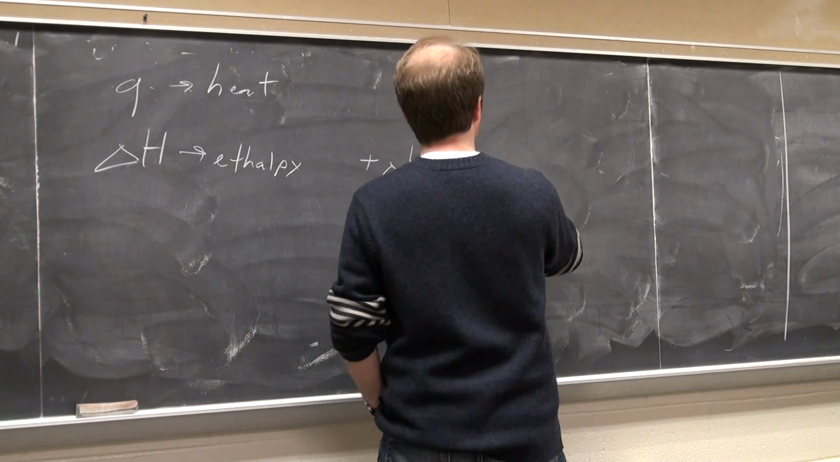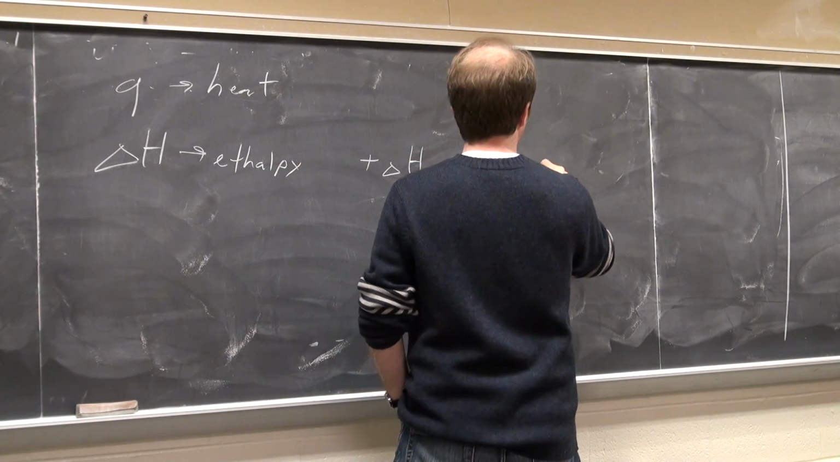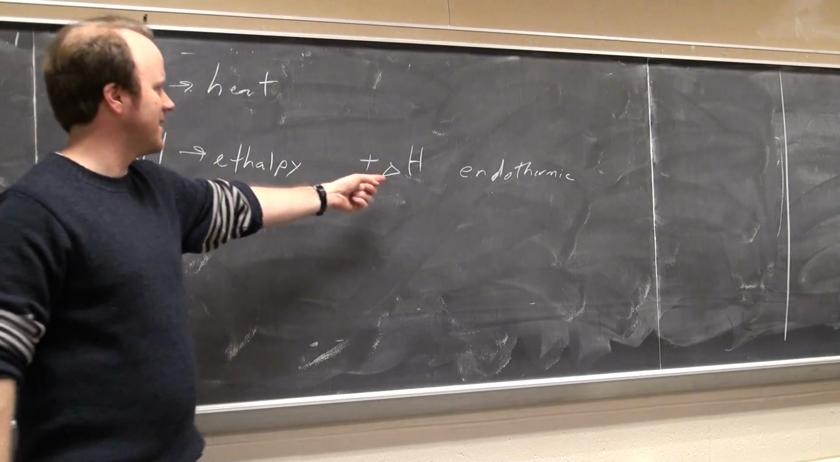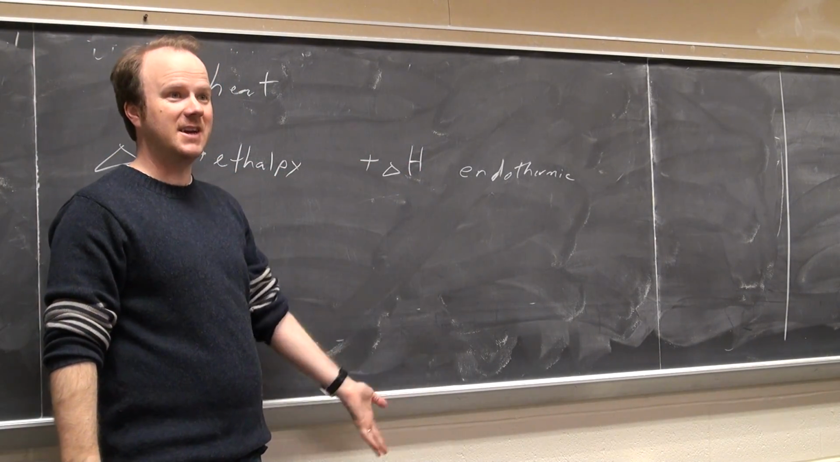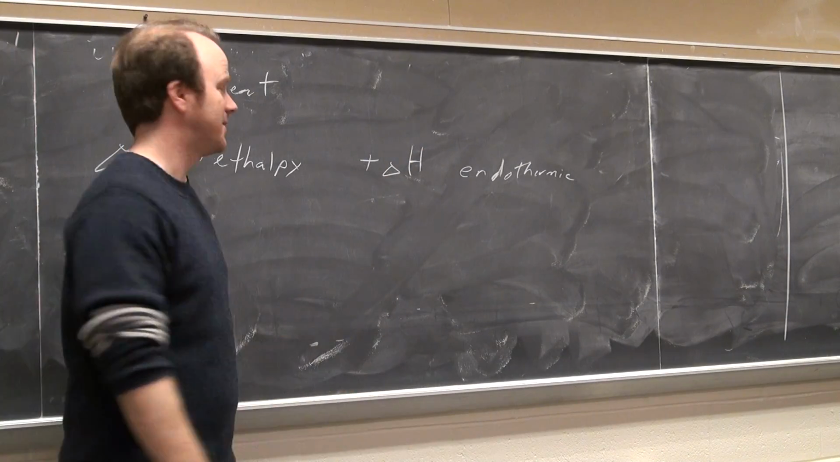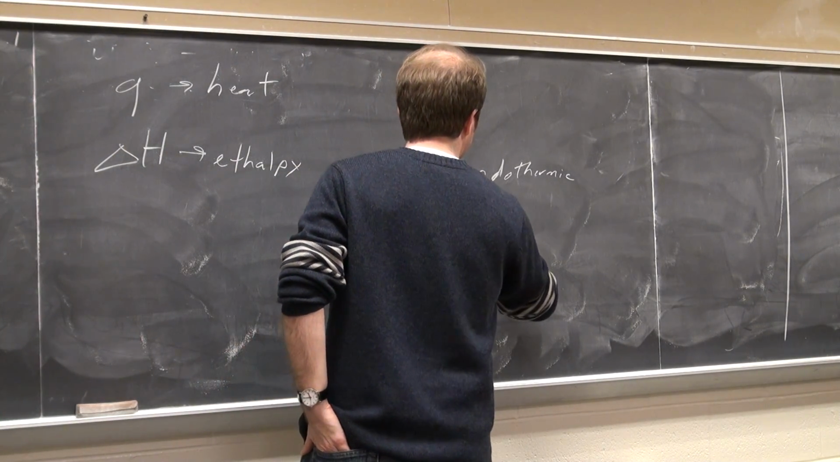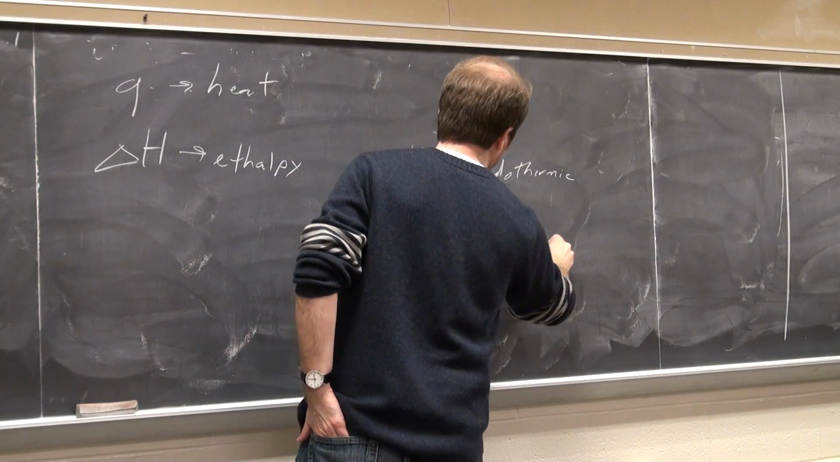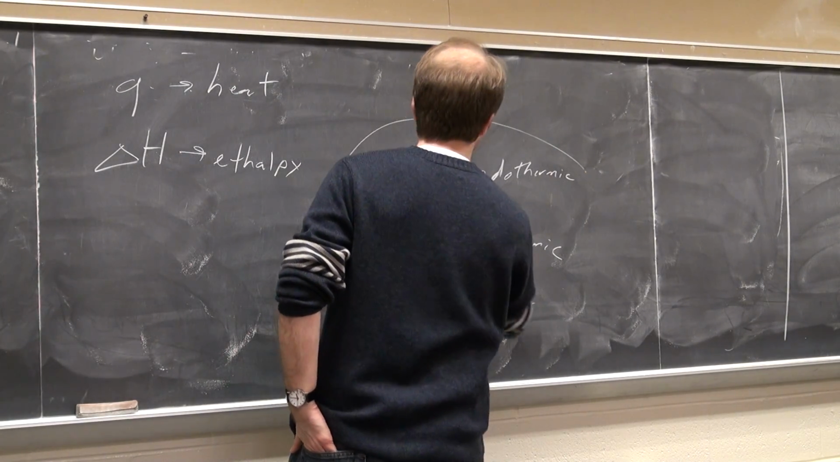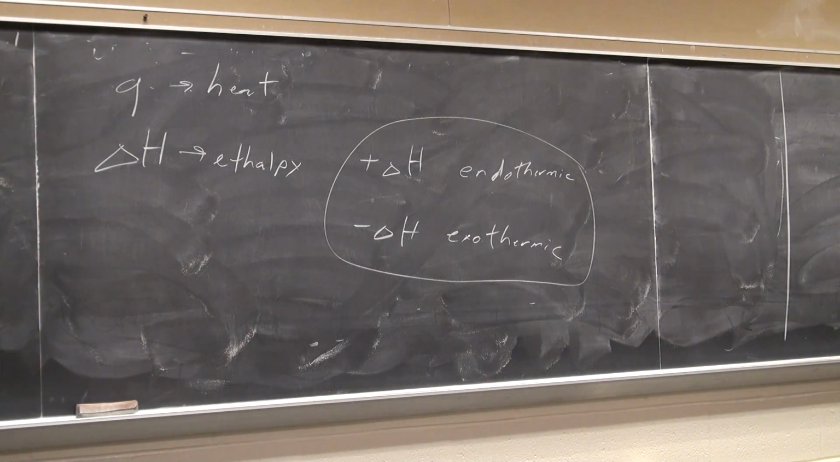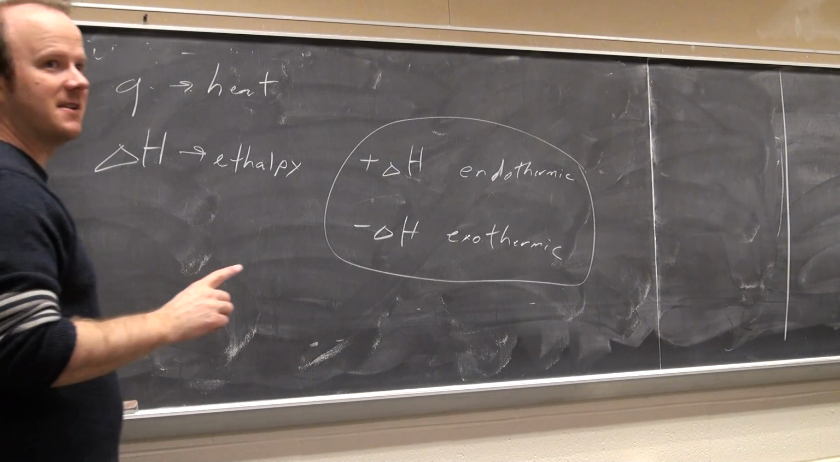Endothermic. We have to put Q in, or we have to put enthalpy in to make the reaction go. If the enthalpy is negative, this is exothermic. And so this is the definition of an exothermic or an endothermic reaction. So the complicating factor is free energy.